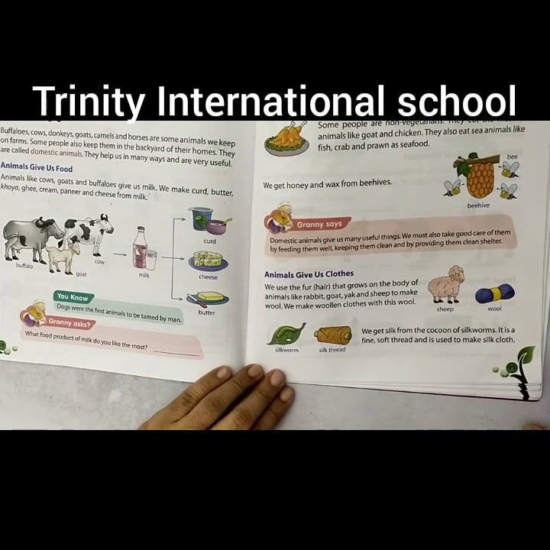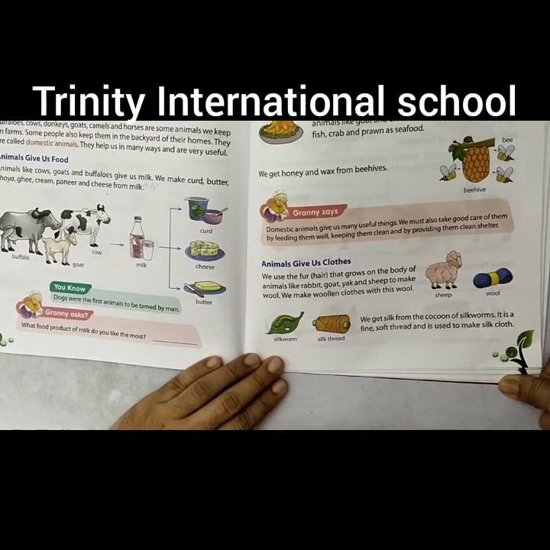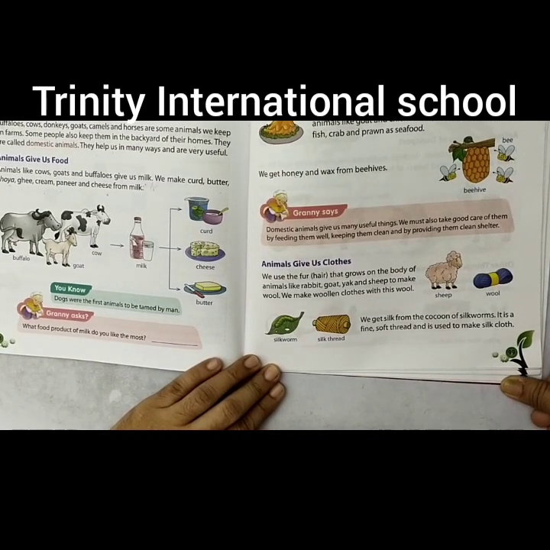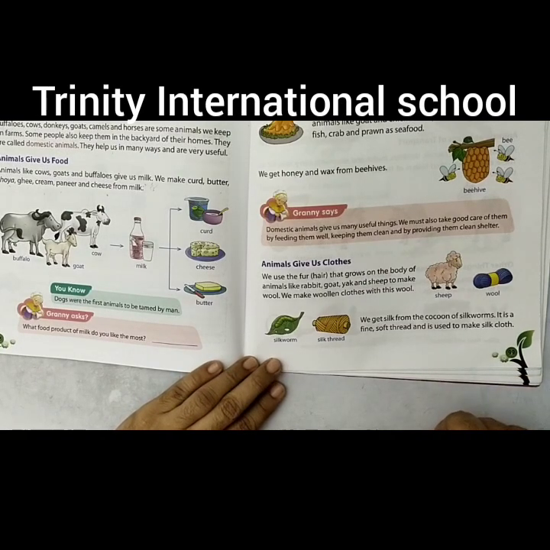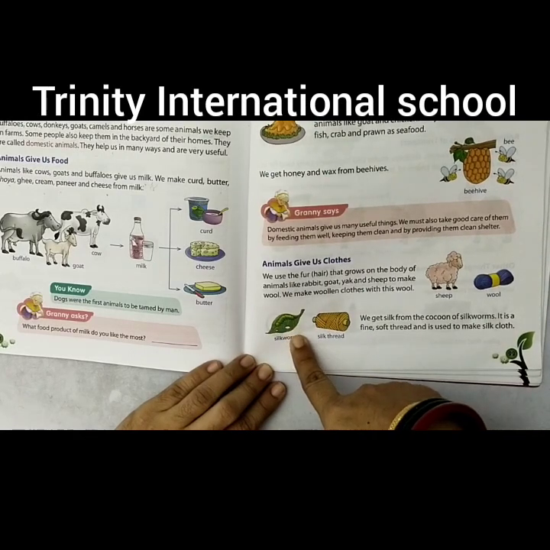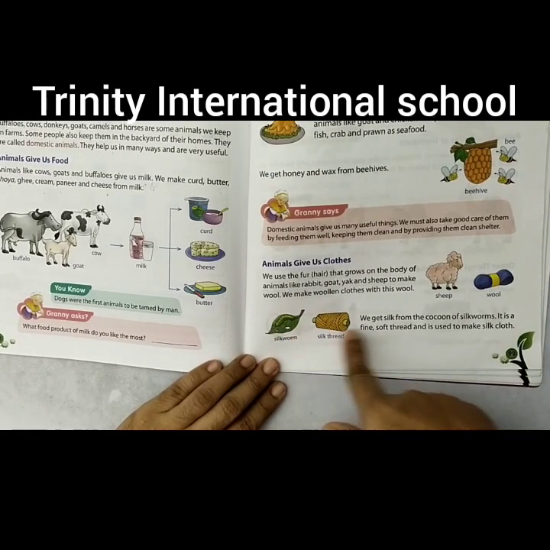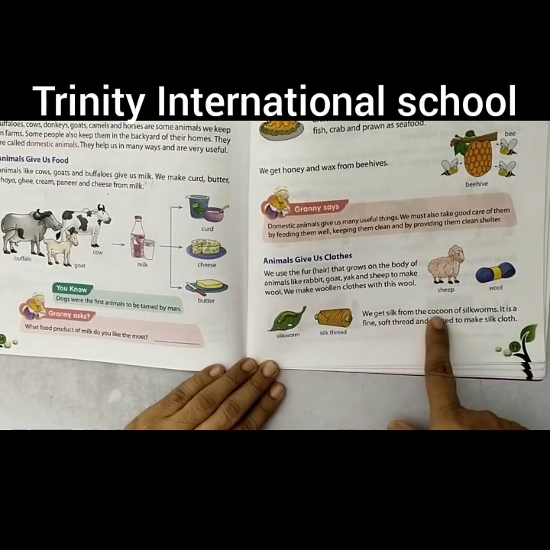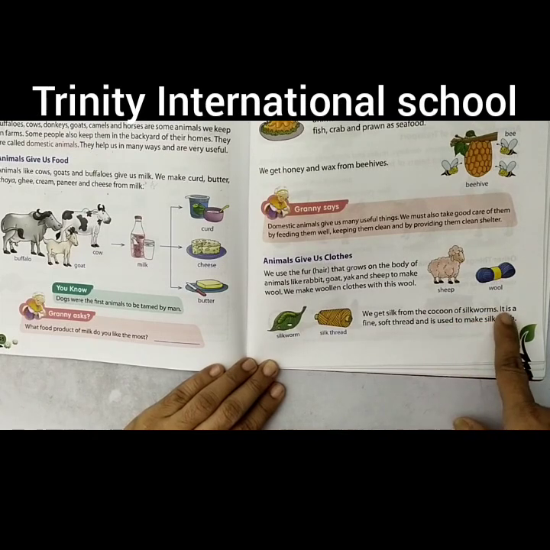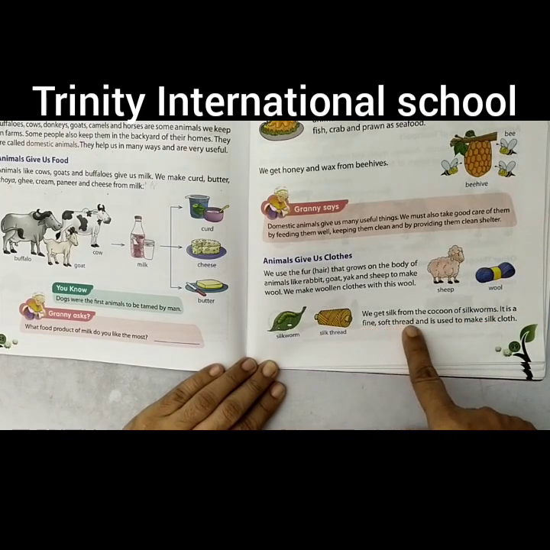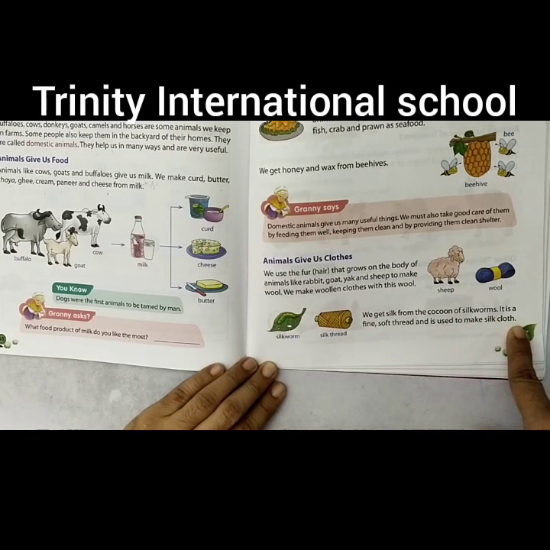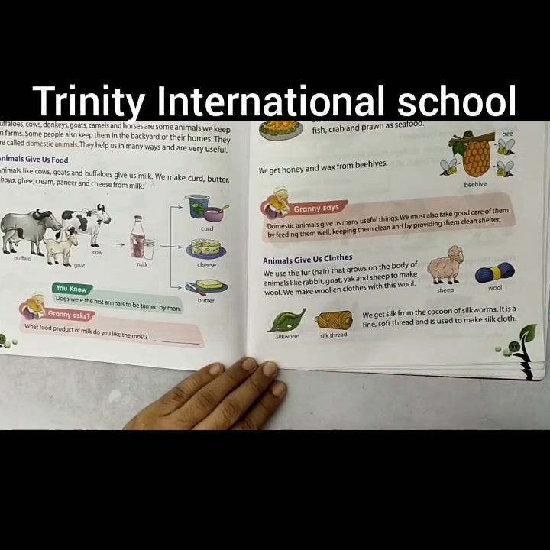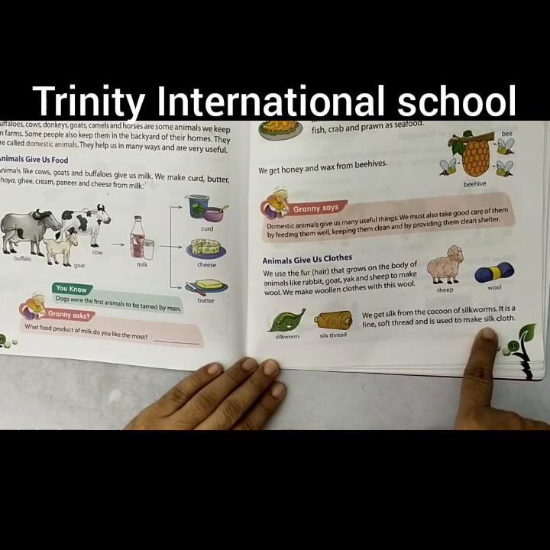Okay, now next thing, which type of fiber we get from animal is the silk fiber. The silk fiber we get from the silkworm. So you can see the silkworm here. Okay, so we get silk from cocoon of silkworm. It is a fine soft thread and is used to make silk cloth. So these cocoons are collected and they are processed to get the silk fibers.